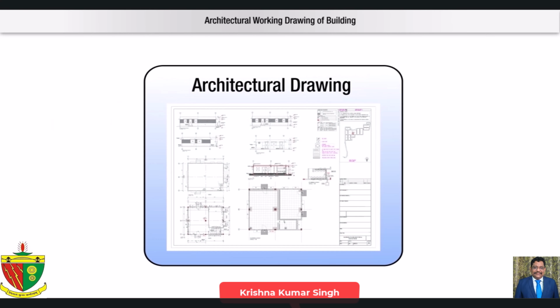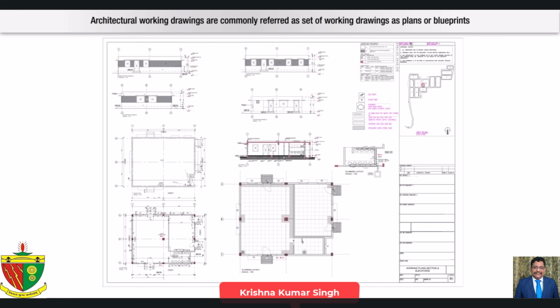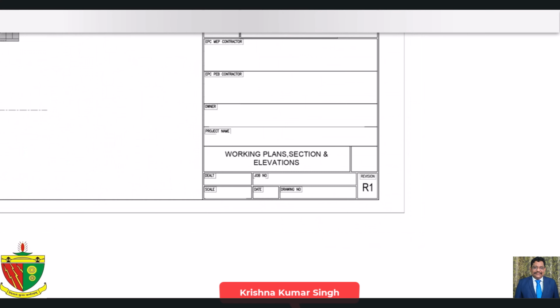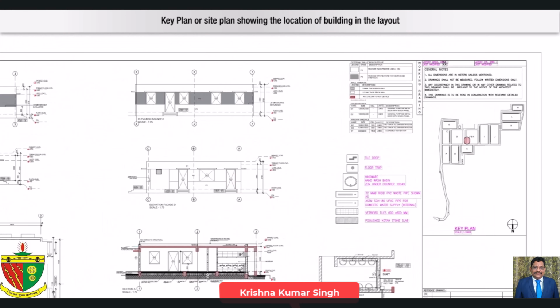Architectural working drawing of building. Architectural working drawings are commonly referred as set of working drawings as plans or blueprints. In fact, working drawings are part of the complete set of architectural plans. Architectural plans show below mentioned details. Title and legend sheet. Key plan or site plan showing the location of building in the layout.